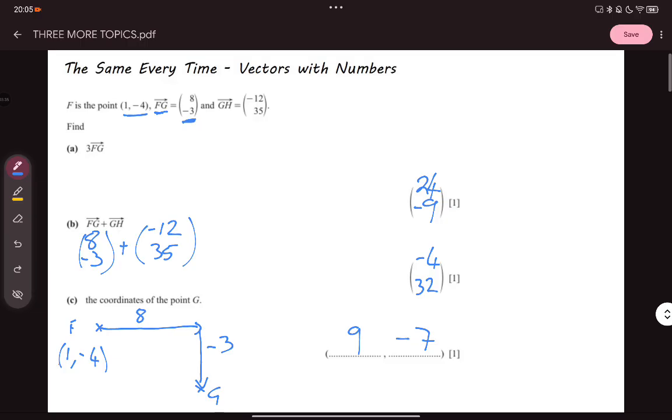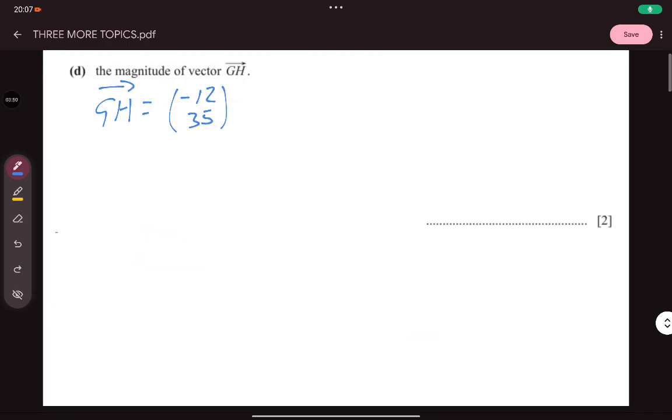Just starting at the point F, 1, -4, moving 8 to the right and 3 down, 8 in the X direction, -3 in the Y direction, that will take me to 9, -7. 2 marks for this part of the question. The next part of the question, and unusually they are using the words magnitude and vector in the question here.